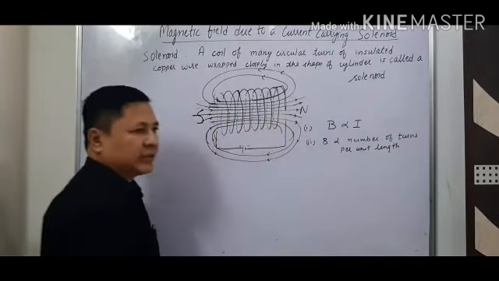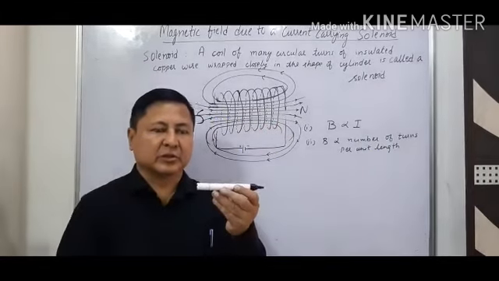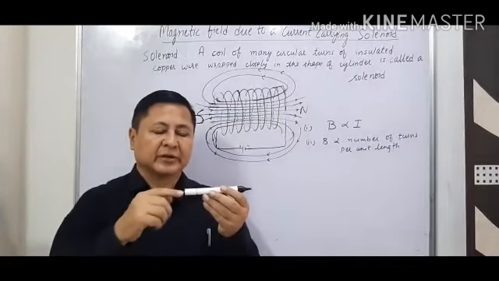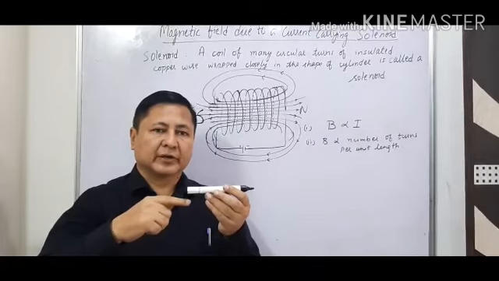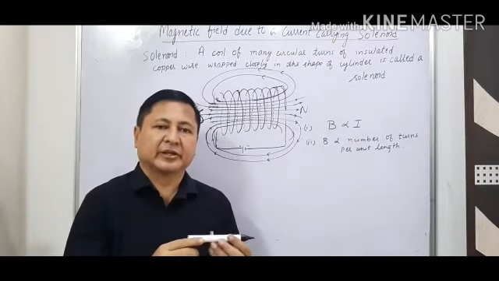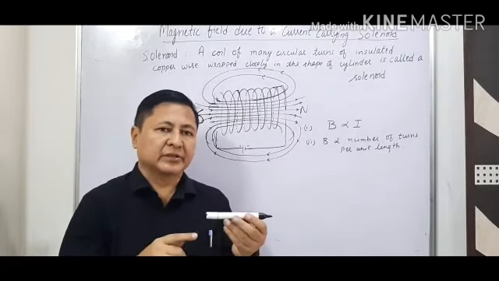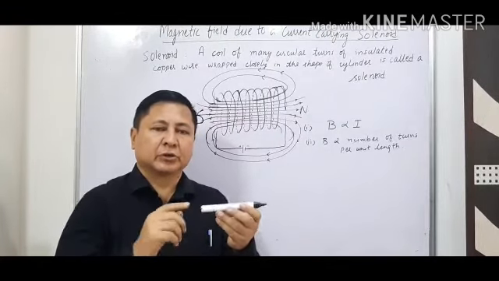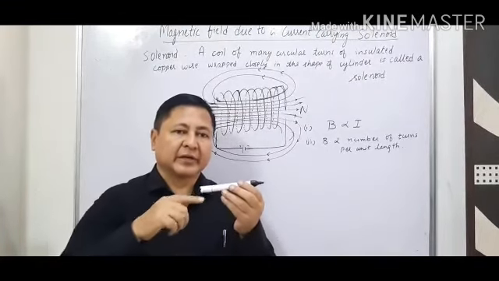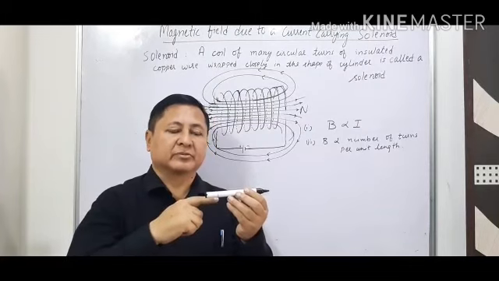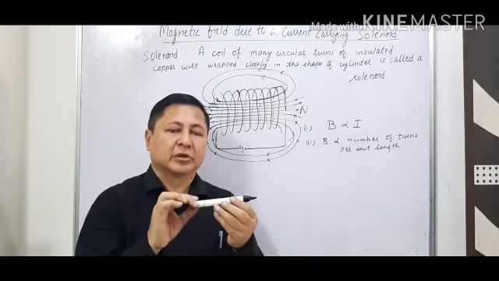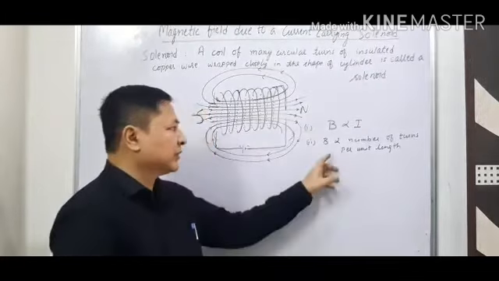Now let us give an example. If in this cylindrical object I put an insulated copper wire, let's say if I take 50 turns, and in another case I take 100 turns, the magnetic field will be more when I wrap it 100 times, because it depends on the number of turns. The more the number of turns, the more will be the magnetic field.